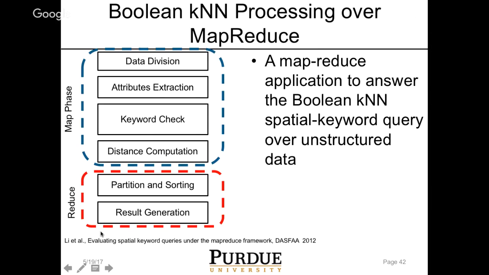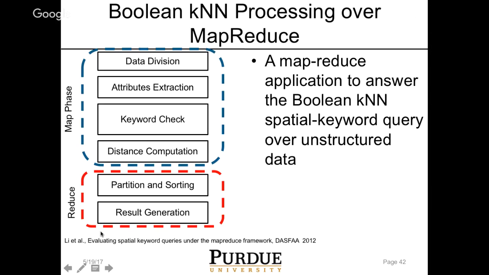One work addresses Boolean KNN queries over MapReduce. This work simply scans the entire data and builds a MapReduce job that answers the Boolean KNN query over this data. Just to remind you, what is the Boolean KNN query? It's a specific version of the top-K query where objects are ranked based on the spatial distance between a focal point of the query and the location of objects. You would like to identify objects that cover all the query keywords.